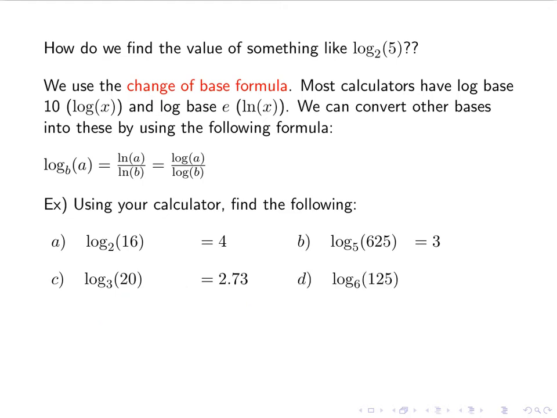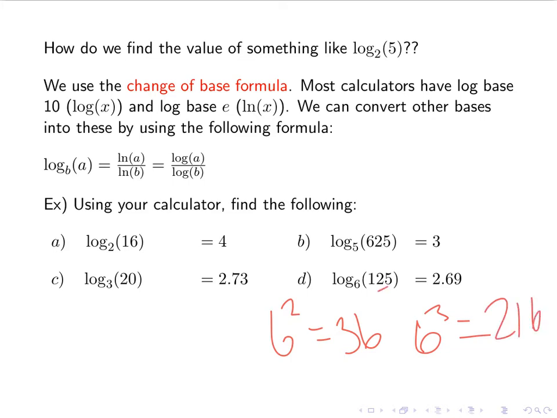How about log base 6 of 125? So log of 125 over log of 6. Again, please make sure you're putting parentheses there. And you should be getting 2.69. And again, 6 squared is 36, and 6 cubed is 216. So 125 is between those two, so I know my answer is 2 point something. It's closer to 216 than it is to 36, so my answer is closer to 3 than it is to 2.